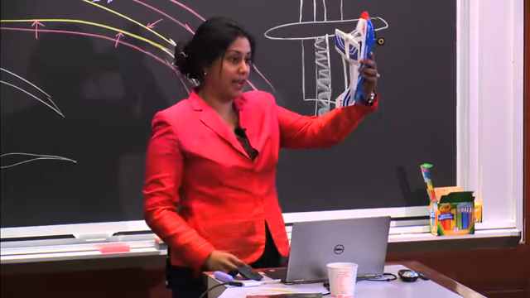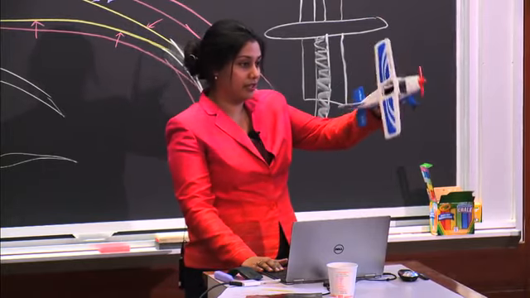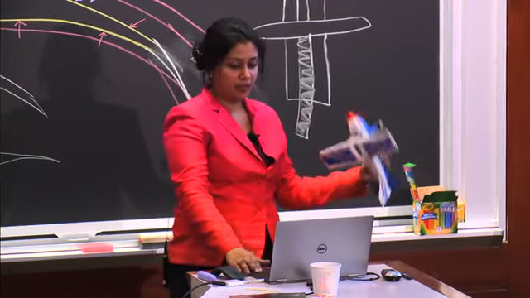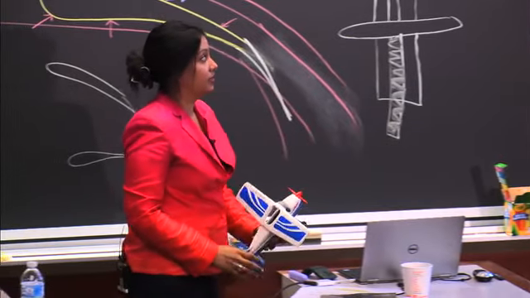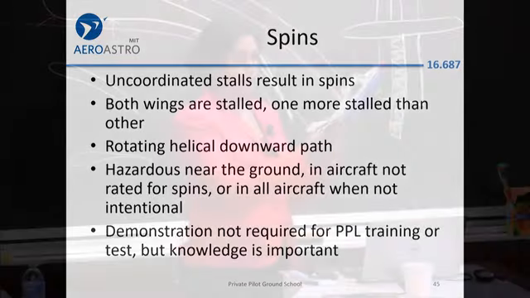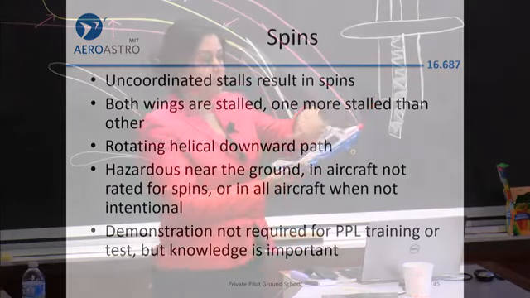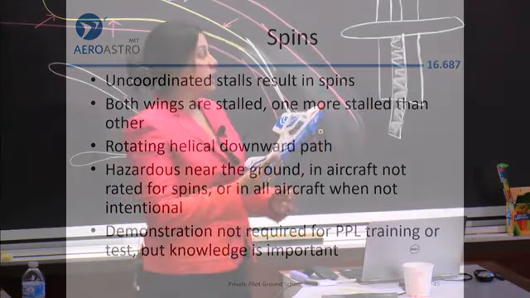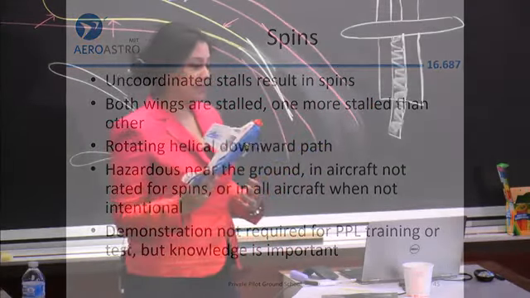The other thing that can happen after you stall usually is you can enter a spin, which is actually the next case. So this is when you're uncoordinated in your stall. What I mean by uncoordinated is what I was just talking about before, where your roll and your yaw are not going in the same direction. And here you can have a situation where both of the wings have stalled, so the airflow has separated over both of the wings, but one may be more stalled than the other.